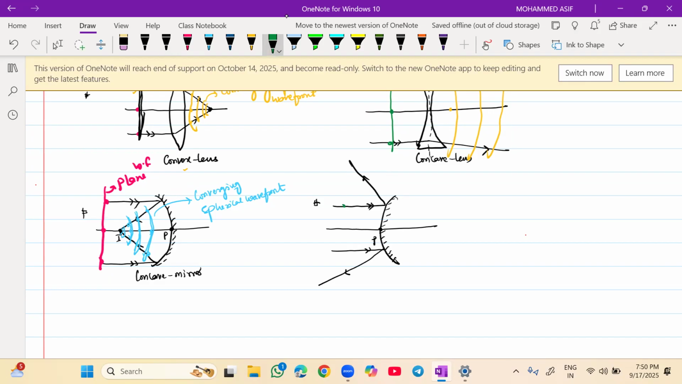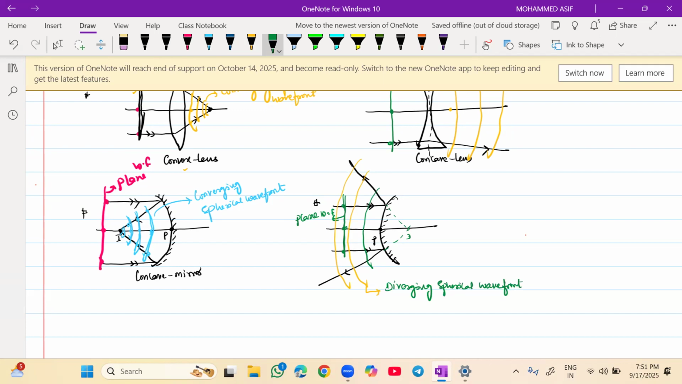That means when a plane wavefront is incident on your convex mirror, this is your plane wavefront. What type of wavefront are we getting, can you tell me? If I make this incident, the image is formed somewhere here, isn't it? So from here the wavefronts are going in the outward direction. What type of wavefront are we getting? We are getting a diverging spherical wavefront. Very good.